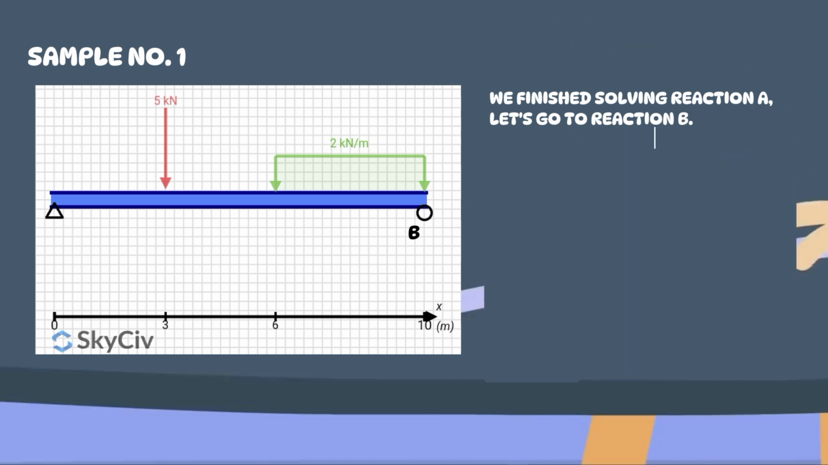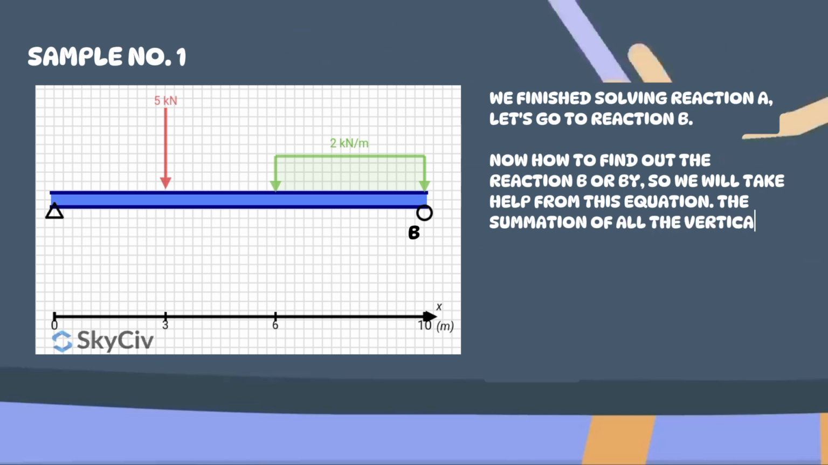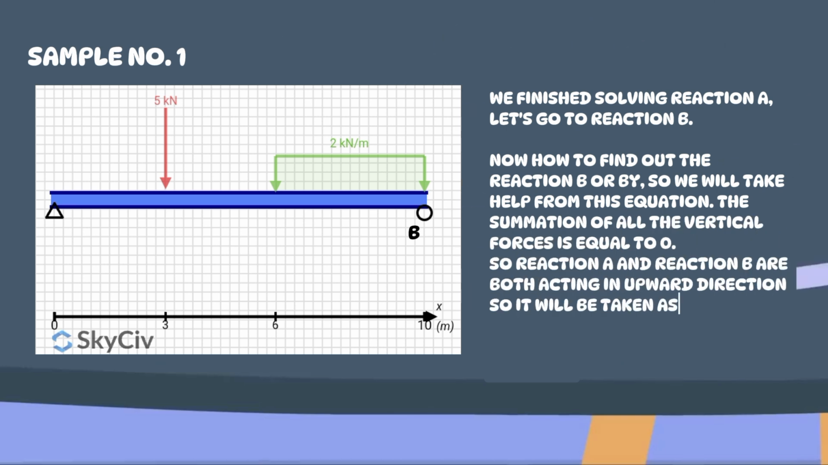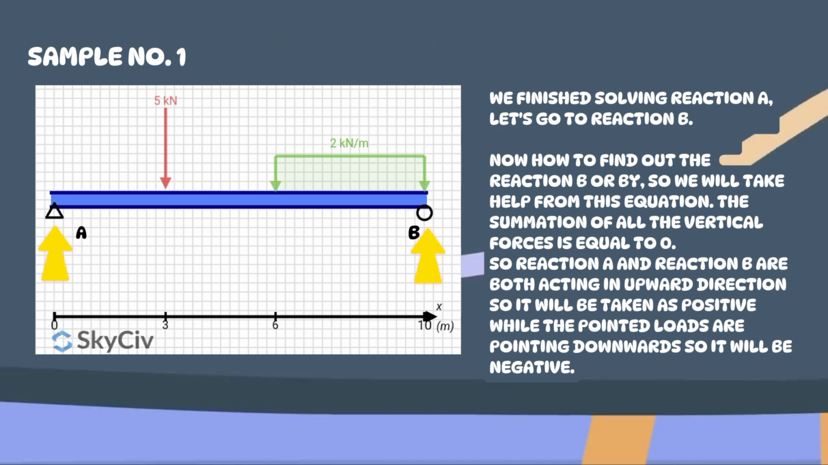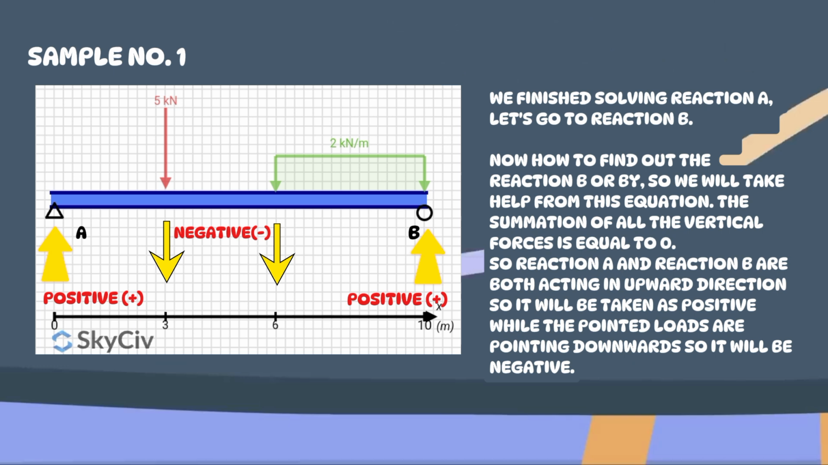Now let's go to solving the reaction B. Now, how to find out the reaction B, or BY? So we will take help from this equation. The summation of all the vertical forces is equal to 0. So reaction A and reaction B are both acting in the upward direction, so they will be taken as positive, while the pointed loads are pointing downwards, so they will be negative.